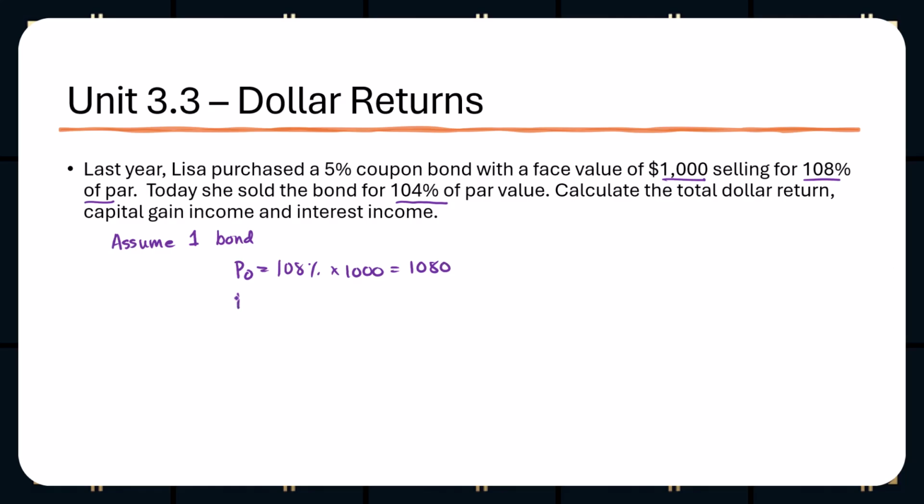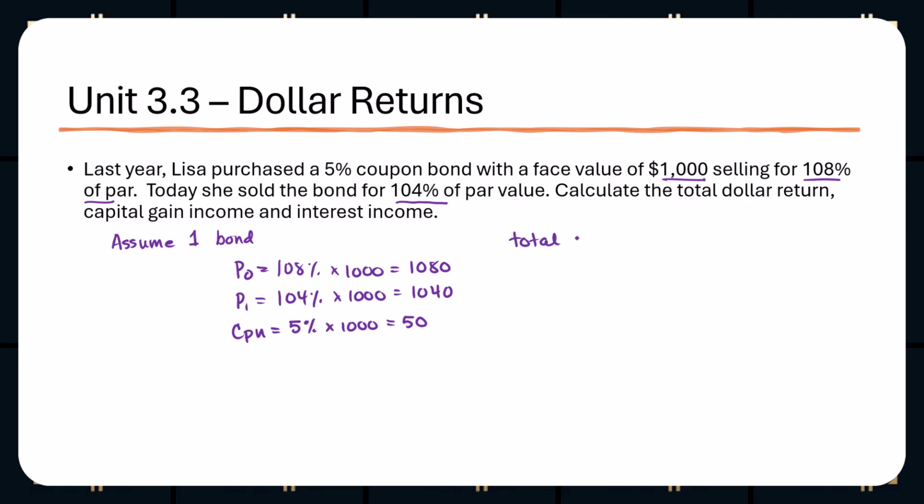She then sold it 1 year later at 104% of par value. That means that she sold it for $1,040. Her interest income, or her coupon income, was the 5% that the bond paid times its par value, or $50. So she received $50 in interest income.